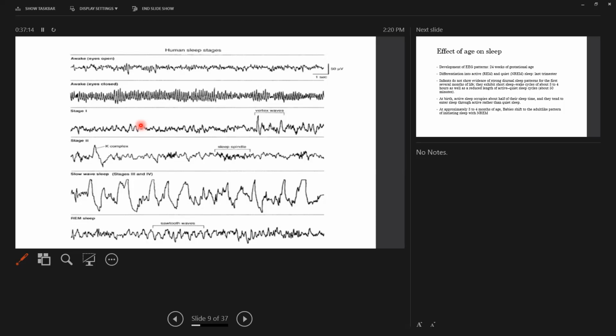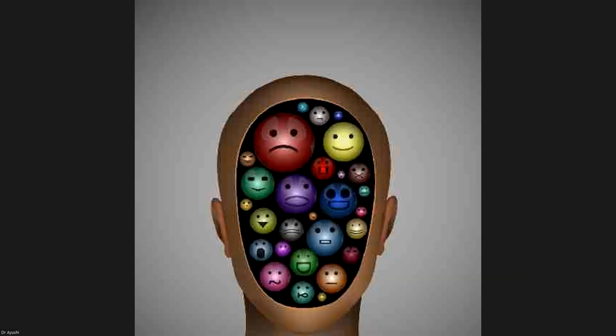Throughout the night you score the sleep, how much time is spent in which stage. You monitor EEG and measure oxygen saturation. Very, very useful.